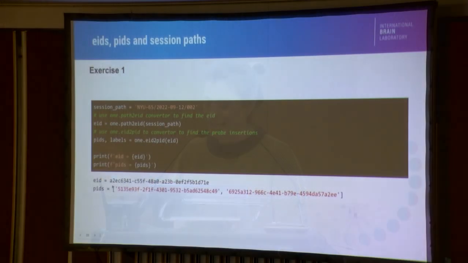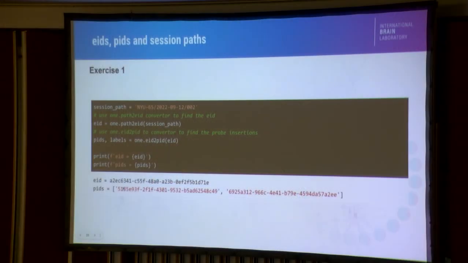Okay, so hopefully you were able to do that. Let's go over the solution together. We define the session path, and what we need to do is recognize that we want to convert this into an experiment ID. For that we use this path to EID method and pass in the session path. Once we have the experiment ID, we can then use the EID to PID method to find the associated probe insertions. You should have found that for this session, the EID is A2E, C, etc., and it has 2 probe insertions associated with it.